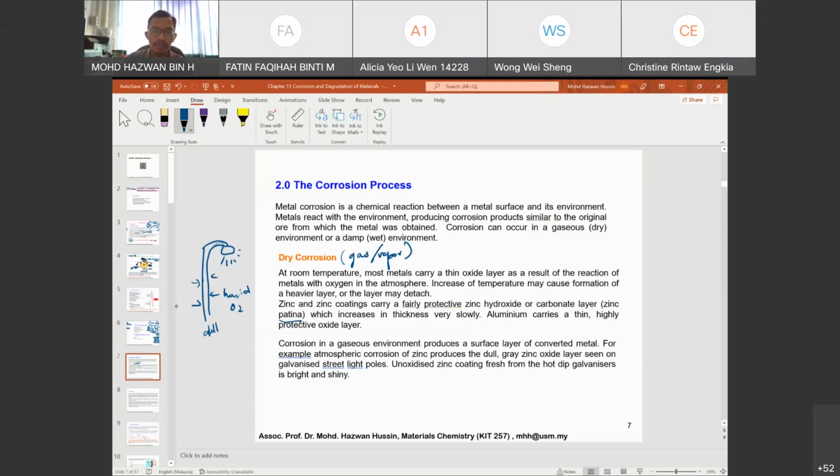Patina is actually copper oxide. You see that statue that is made from metal and becomes blue or slightly green in color. It is actually made from copper. With exposure to the environment in dry conditions, it becomes slightly dull, less bright or less shiny. So this is actually dry corrosion.